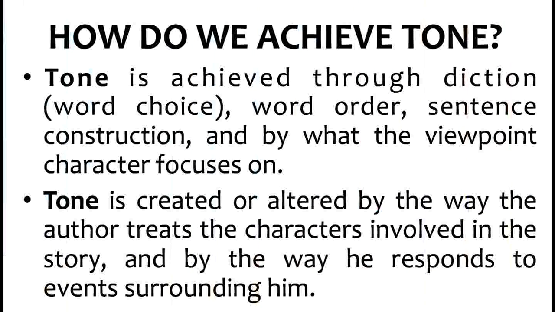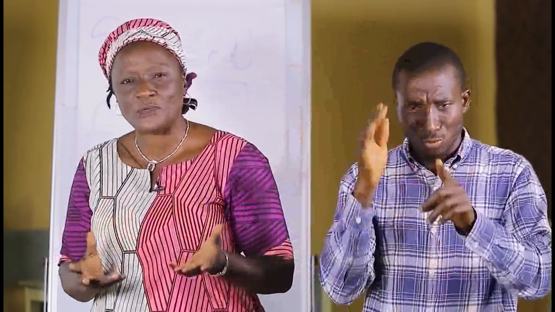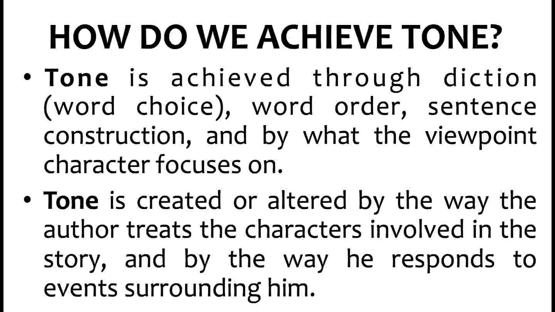How do we achieve tone? Tone is something that can be achieved, so how do we achieve it? Tone is achieved through diction. Like I said, choice of words. Do you realize the kind of words that you use? If you realize them, do you use the right words at the right place at the right time? That will help you sustain the right mood as regards what you need to say. So tone is achieved through diction, that is word choice, then word order.